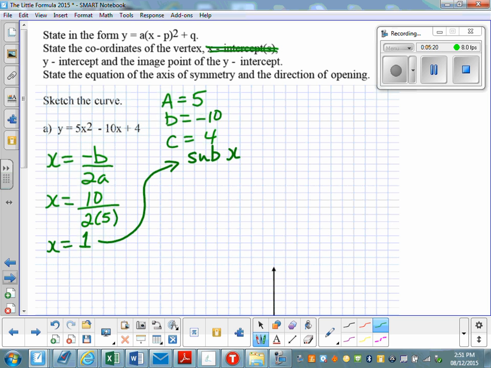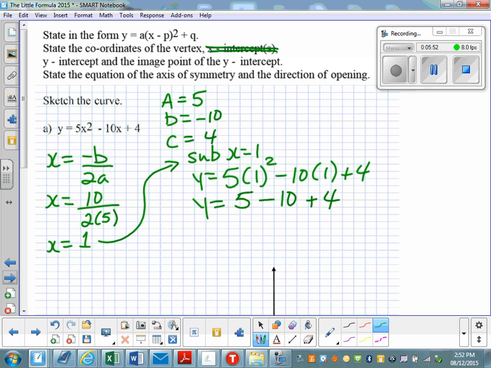I'm going to sub x equals 1. And when I do that, I'm going to get y equals 5 times 1 squared minus 10 times 1 plus 4. So 5 times 1 squared is going to be 5. Remember, I square the 1 first and get 1. Then multiply that by 5, so that's where that 5 is coming from. Negative 10 times 1 is going to be negative 10. And then I get plus 4 on the end there.